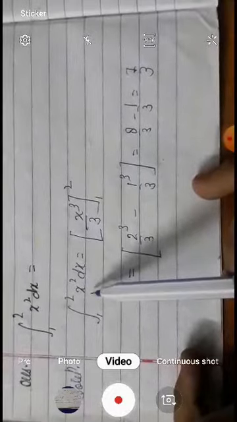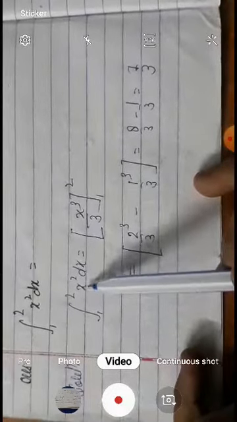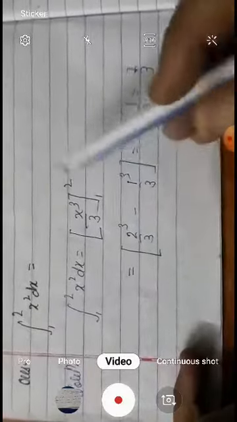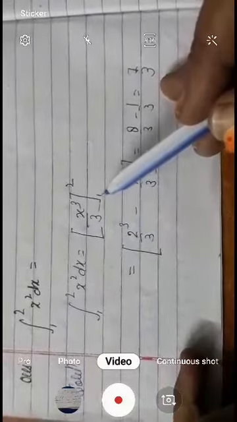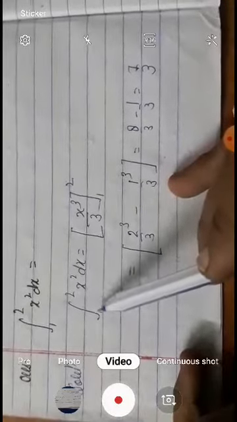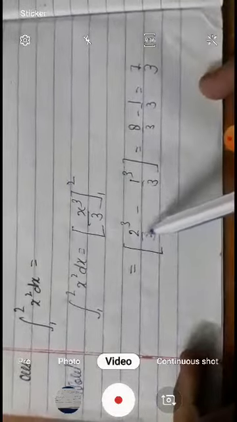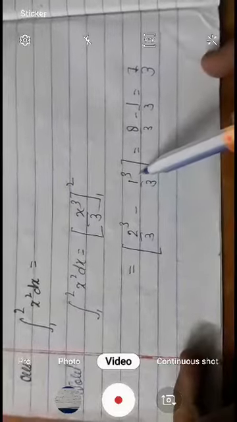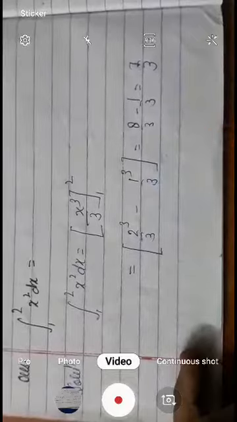It means when we have an integration, firstly we have to integrate the given function, then put the values of 1 and 2. These are called limits. It means integration from 1 to 2. Then we have to put the upper limit 2 minus the lower limit 1. Okay.